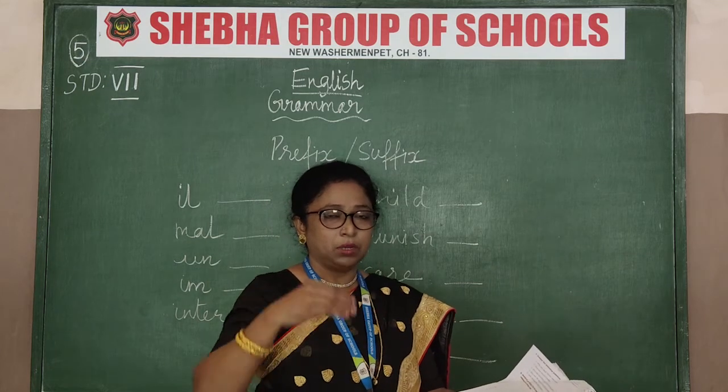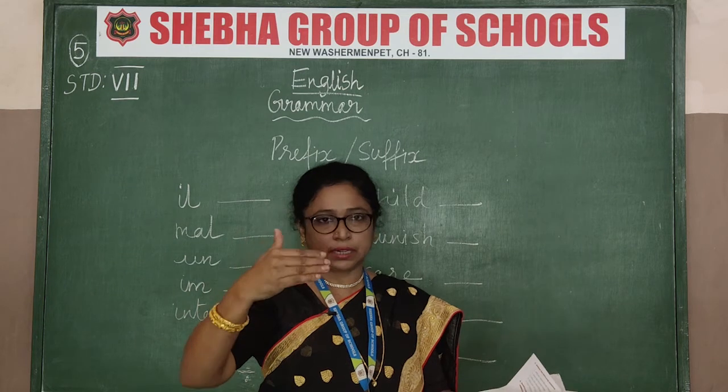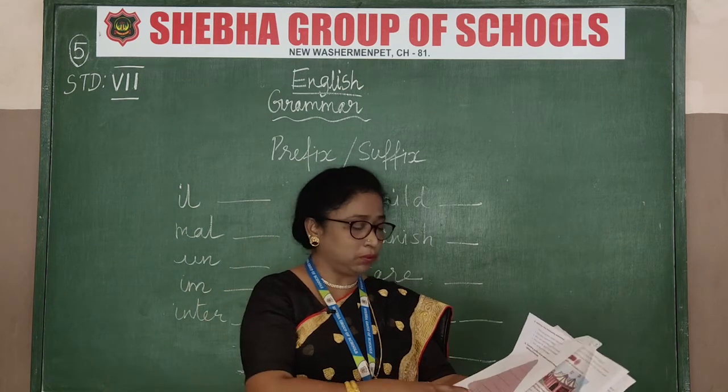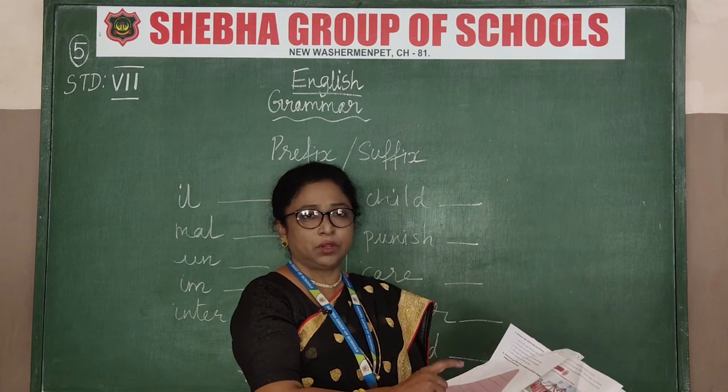It's all jumbled up. You have to write which incident came first, second, third, fourth till the end. You have to rearrange it and write it in this pyramid. This is for your homework.